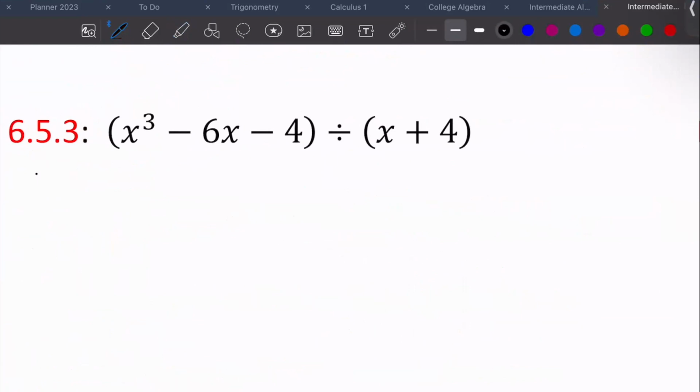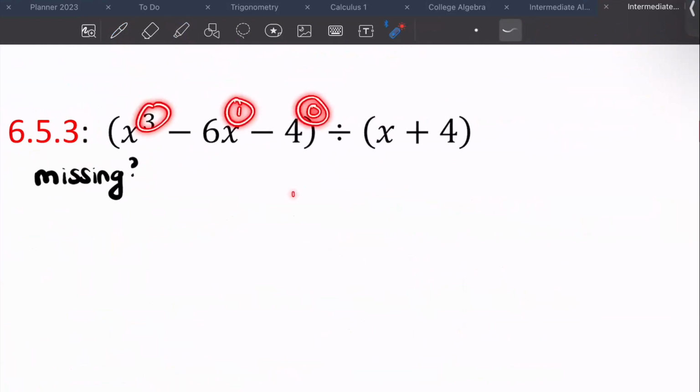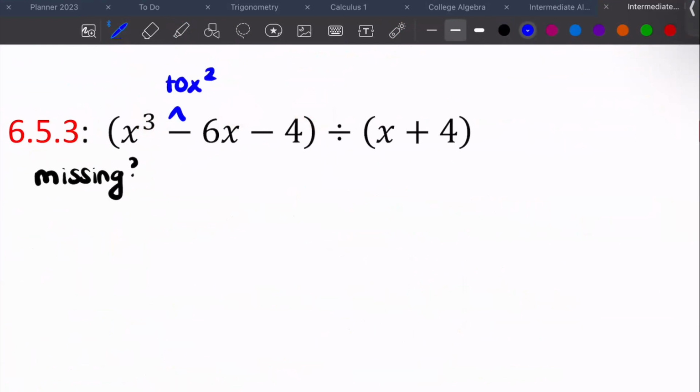Answer your questions. Is there an x missing? 2, 1, 0. X squared is missing, right? It should have plus 0x squared here. It really, really helps for you to write it on the problem, because you'll miss out on putting that 0 in, and it'll mess up your whole problem. If you write it on the problem, you'll see it whenever you go to make your chart. And then C is -4. Let's make our chart.